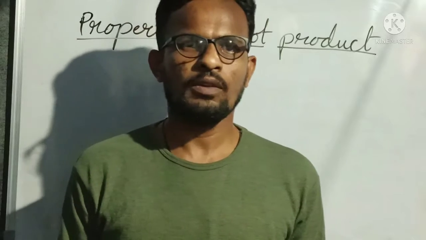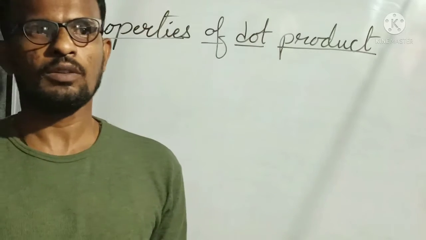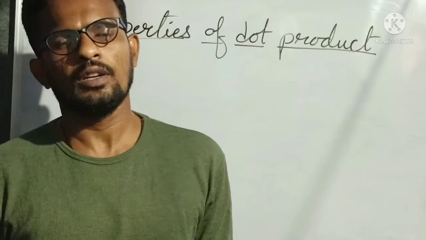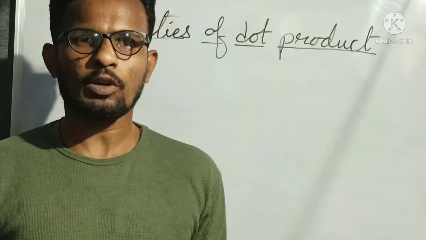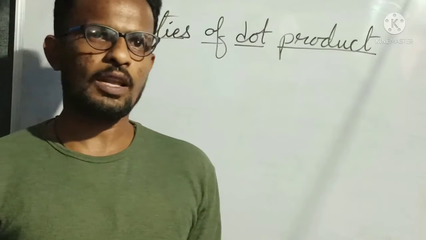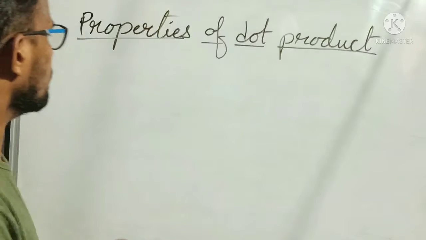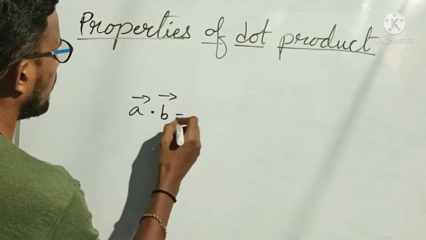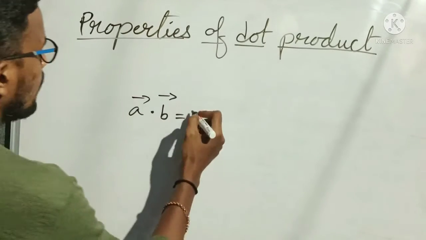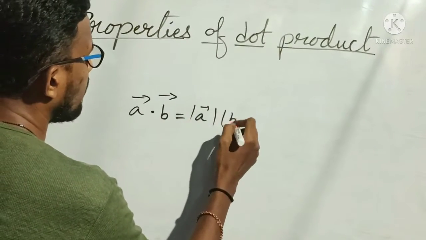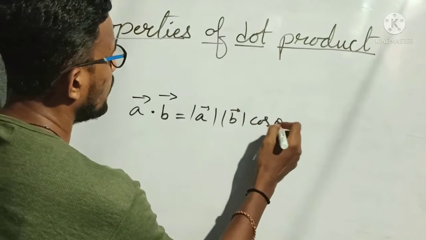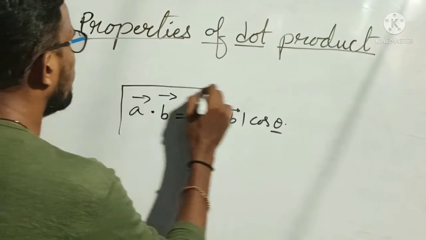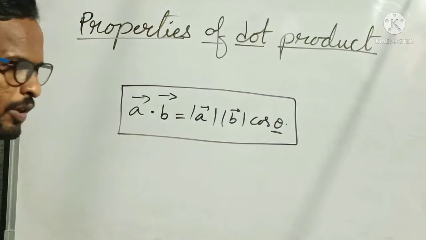Okay, so now let us start today's concept. So what is our today's concept? Our today's concept is properties of dot product. Already in the previous video I have explained what is dot product, right? Dot product or scalar product of two vectors, once again I will repeat: if I take a bar and b bar as two vectors, then the dot product of two vectors is given by the formula modulus of a bar into modulus of b bar cos theta, where theta is the angle between a bar and b bar. This is the dot product or scalar product of two vectors.